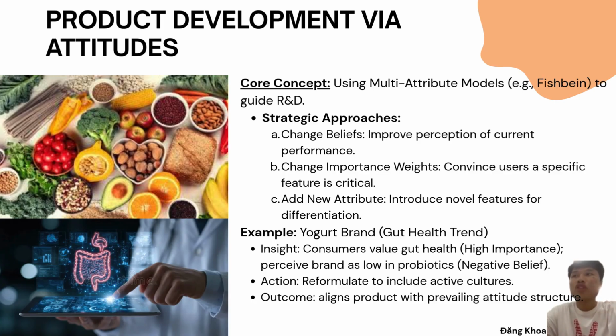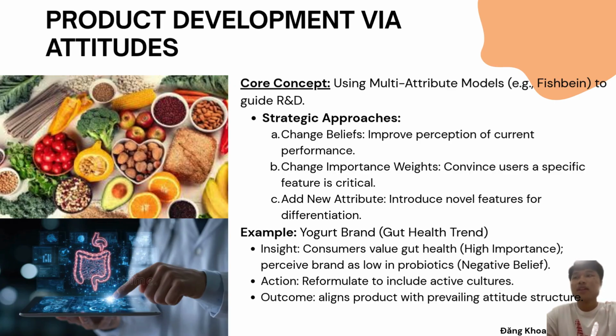Second, we can change importance weights by convincing the market that a specific feature, like sustainability, is more important than price. Lastly, we can add a new attribute entirely to differentiate ourselves from other competitors.